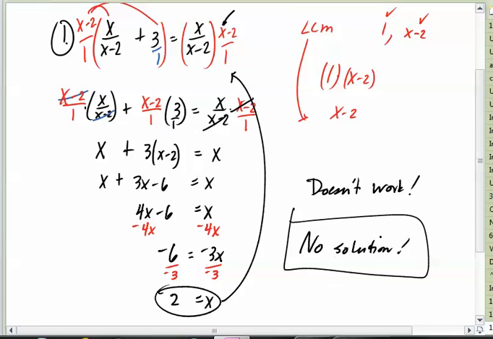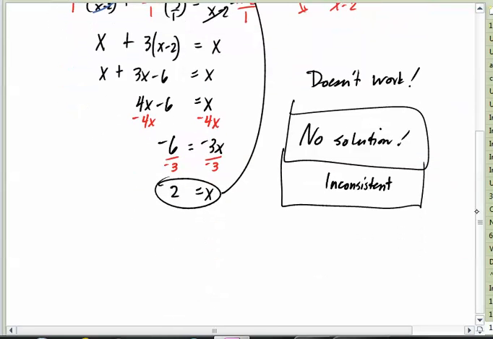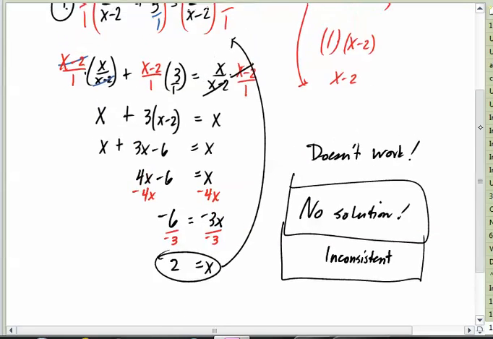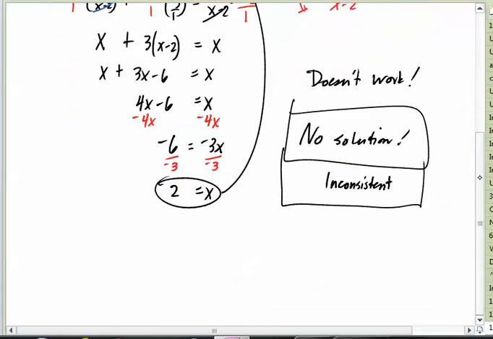And what do we say? What kind of equation would be inconsistent? It's an inconsistent equation. All right, so let's go ahead and take a look at the second example.